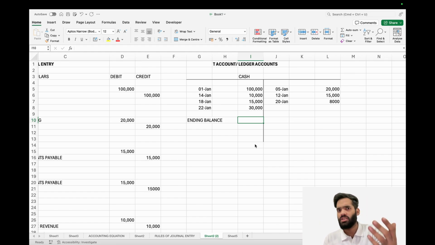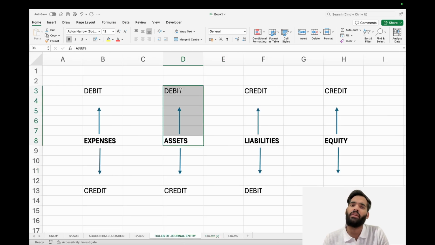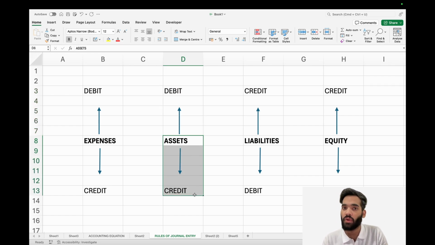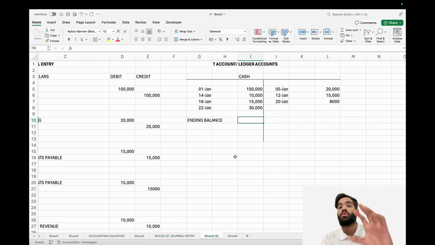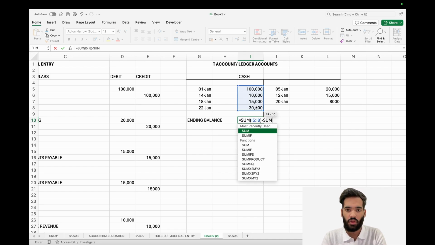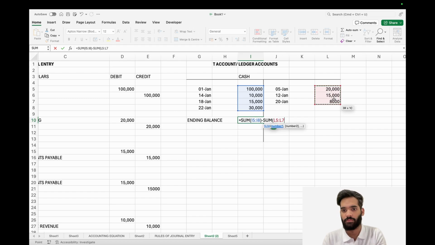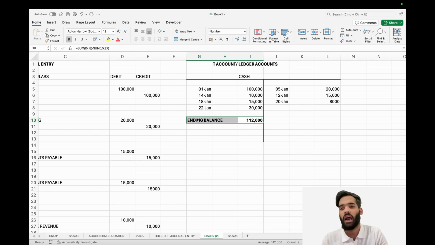So we know cash is an asset account and assets increase on debit. So that means I have to do the total on the debit side minus the total on the credit side, because that's the decrease side. So just to repeat that again, to find the ending balance, we do the total of the increase side minus the total of the decrease side. So in this case, total of this side minus total of this side. If I press enter, I just found out how much total cash I have after I've been through all of these transactions.